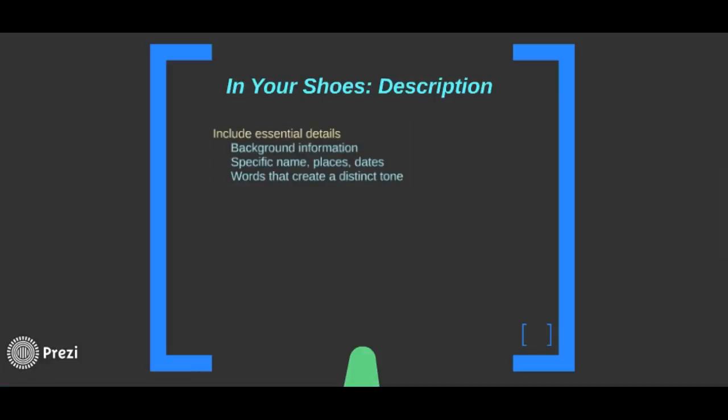Include essential details. Background information, specific names, places, dates, words that create a distinct tone. The reader needs to know when and where the story is taking place. The story should have a strong sense of place.